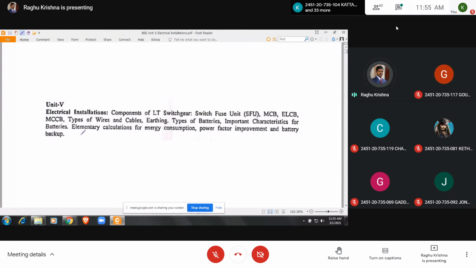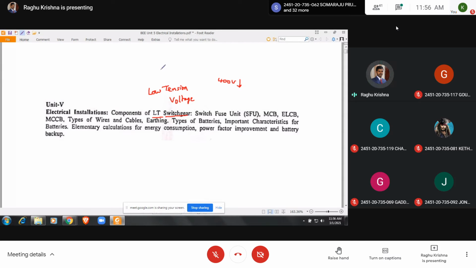So here in fifth unit, you are going to study the components of LT switchgear. Now, what is meant by switchgear? What is meant by LT? LT means low tension, or low tension means low voltage. So the voltage less than 400 volts is taken as LT, and the voltage greater than 400 volts is taken as HT.